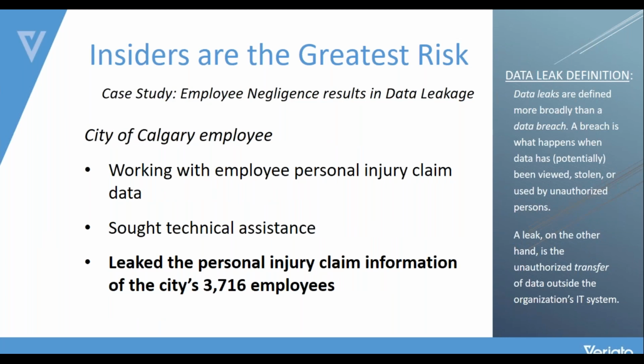Employee negligence results in data leak. So now this one is with the city of Calgary. This happened in June 2016. An employee there mistakenly leaked the personal information of about 3,700 city employees. So let's look at the slide. So he's working with employee personal injury claim data. And they sought technical assistance, of course, and they leaked, again, the personal injury claim information of about 3,700 employees.